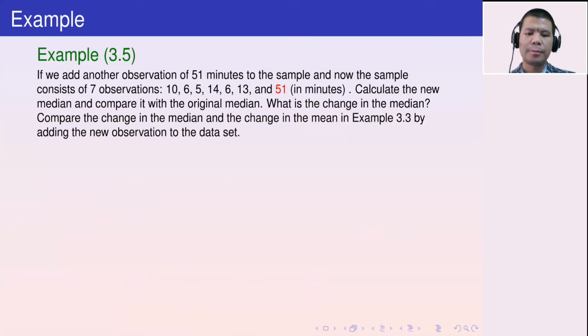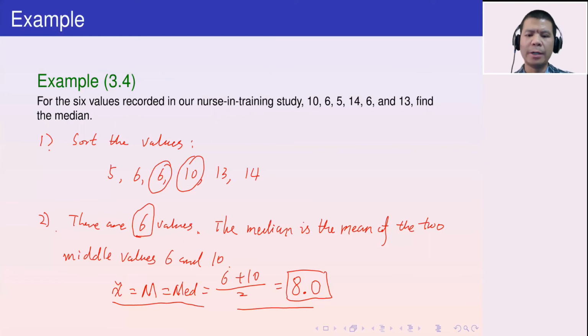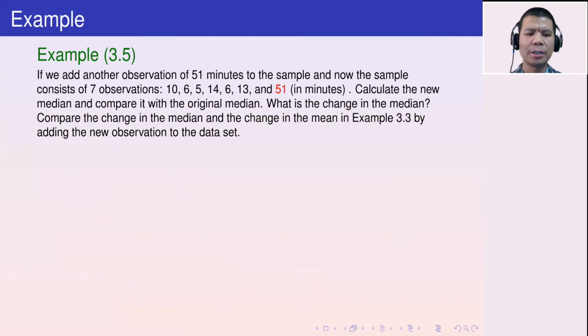Consider another example. If we add another observation of 51 minutes to the sample, this is example 3.1, the nursing training example, which is the same as this one. So let's add another observation, 51, and see what the new median is. Now, the sample consists of 7 observations given here. Can you calculate the new median and compare it with the original median?